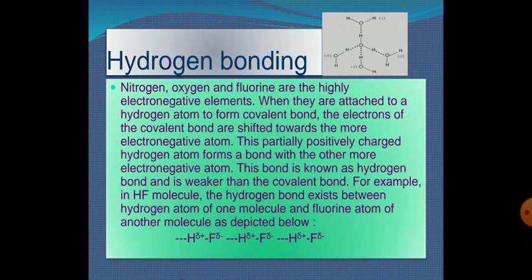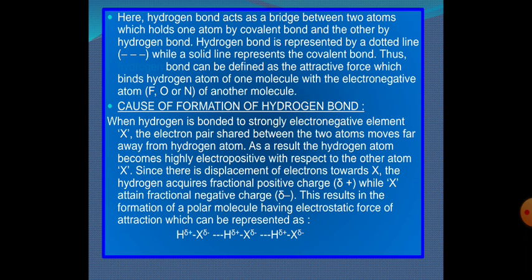The partial positive charge present on hydrogen and the partial negative charge present on fluorine hold these two atoms by a weak van der Waals force of attraction, and that bond we call a hydrogen bond, which is shown with dotted lines between two molecules. Here the hydrogen bond acts as a bridge between atoms, holding one atom by a covalent bond and the other by a hydrogen bond. A hydrogen bond is represented by dotted lines, while a solid line represents a covalent bond. Thus the hydrogen bond can be defined as the attractive force which binds the hydrogen atom of one molecule with the electronegative atom of another molecule.